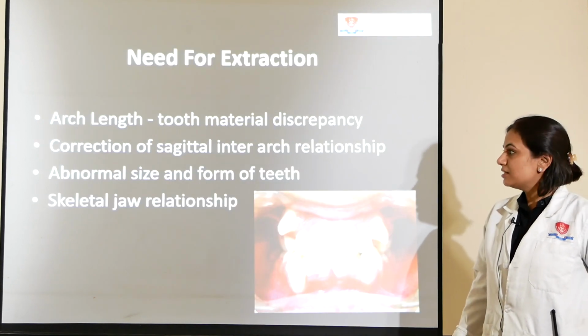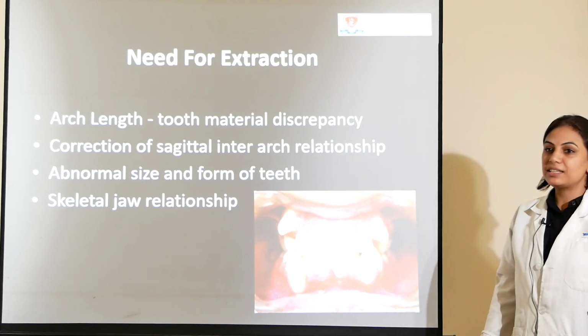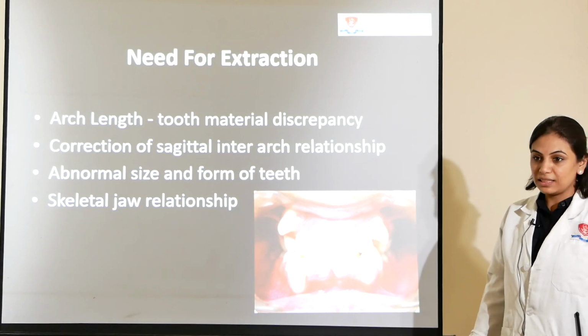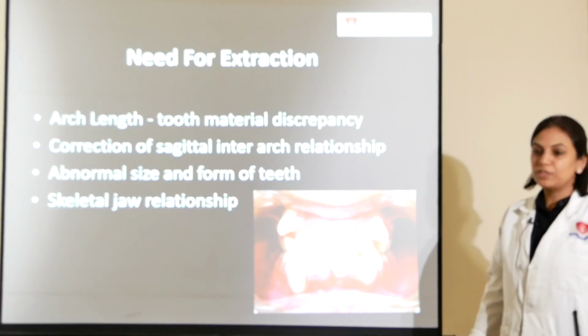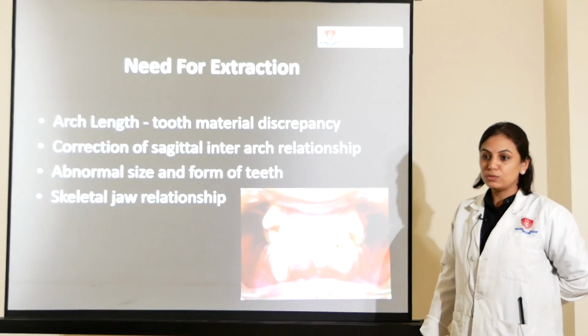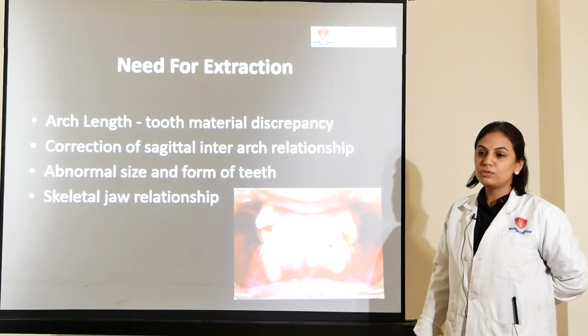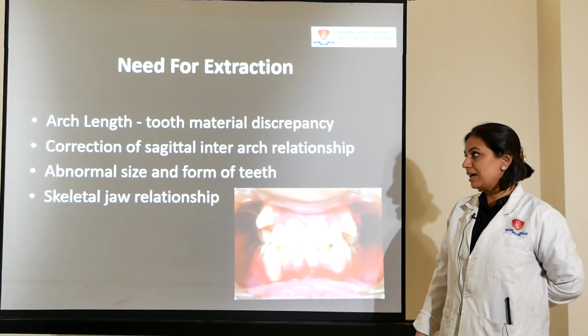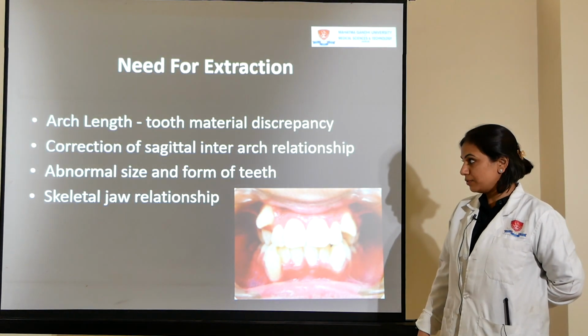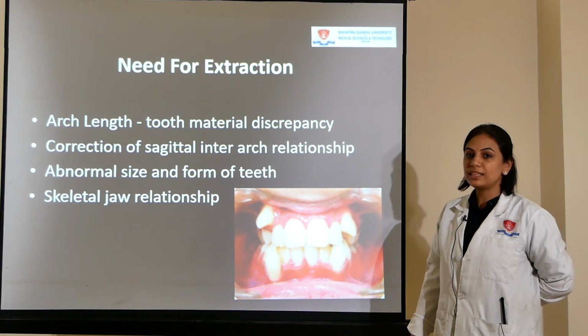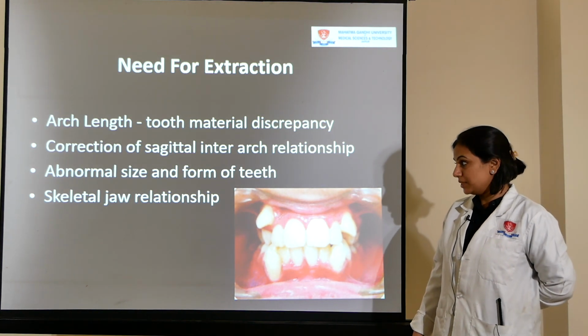So one of the reasons that we need to extract teeth is if there is a discrepancy in the arch length and tooth size. If the tooth size is too large as compared to the jaw, then we will need to reduce the number of teeth. So in that situation, we need to extract some of the teeth. The arch length and jaw size is genetically determined.